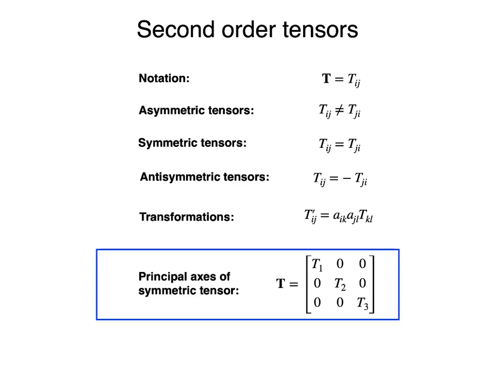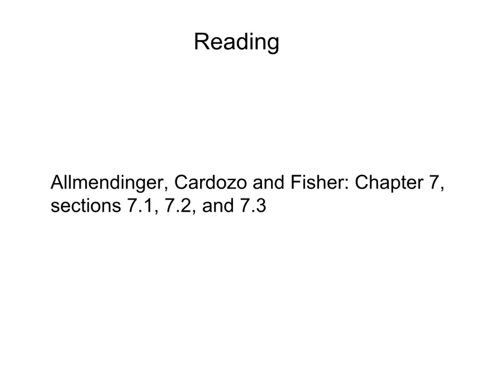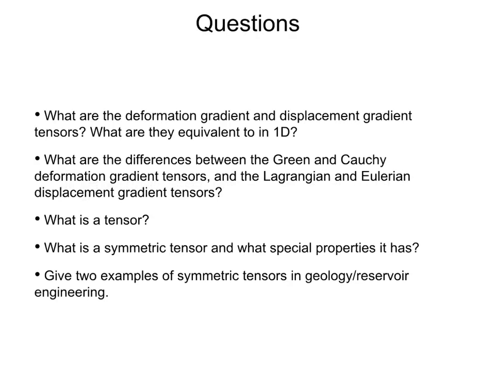Finally, symmetric tensors such as stress and strain have a special property. There is a particular orientation of the coordinate system for which the only non-zero components of the tensor are along the diagonal of the matrix. These are called the principal axes of the tensor. To learn more about these concepts, read these sections from Chapter 7 of Allmendinger et al. And answer these questions.